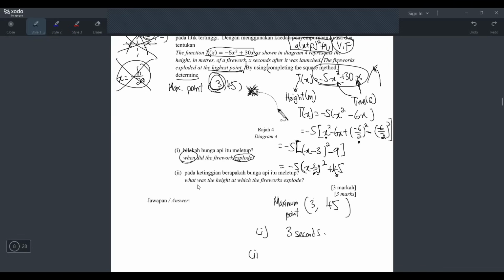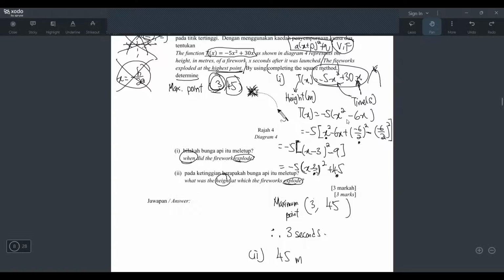Okay, now for question number 2, what was the height at which the firework exploded? So when will it explode? It will be at the maximum point, right? But this time they're asking the height. So this time you will take the y coordinate, which is 45. But I recommend you write the unit also, meter, right? So yeah, this is how I would do it. Okay, so 3 seconds, 45 meters. So I think my question 1 working, I write here, right? And then this is the answer for question 1. And then for question 2 is this one. Okay, so hope you can understand my working lah.